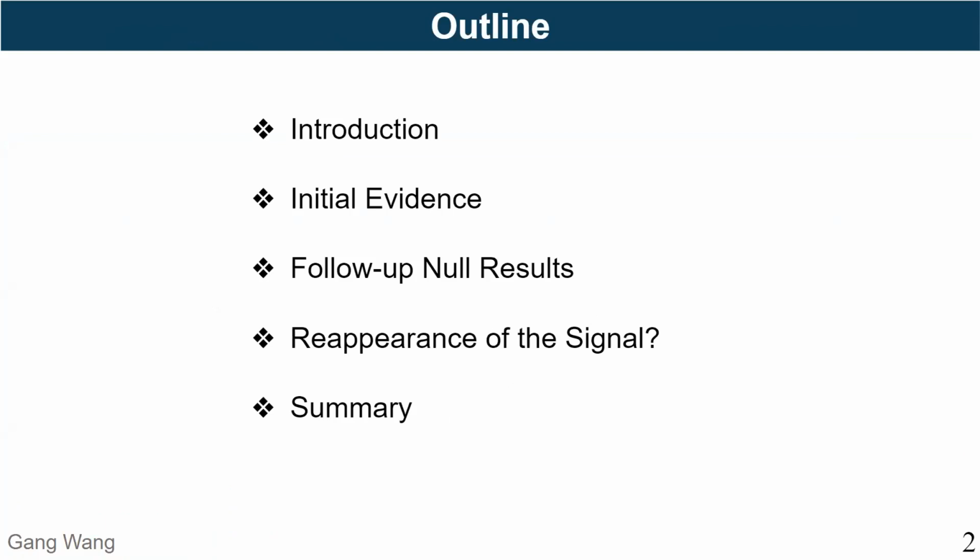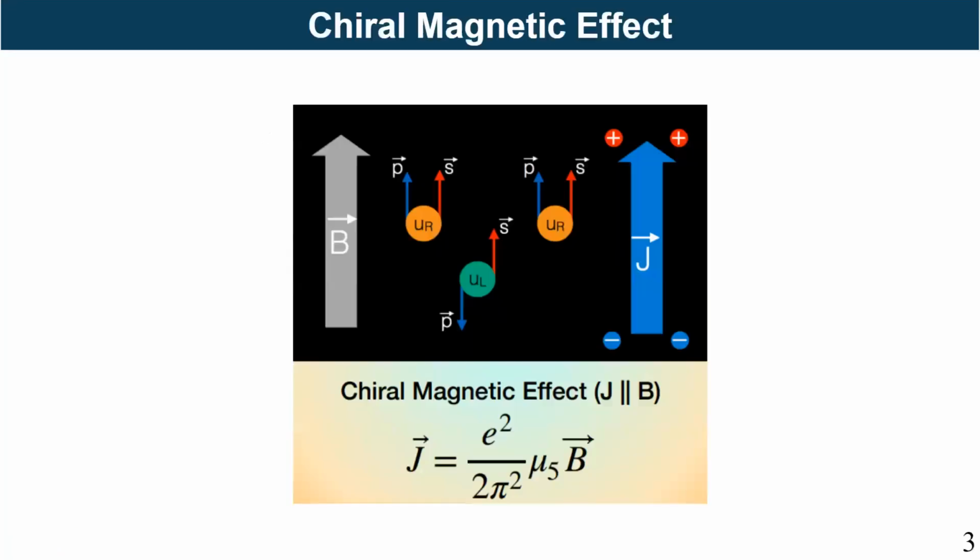Then I will show some initial evidence when we were so excited to see the signal, followed by null or negative results, which is pretty devastating. But then more recently, there seemed to be a reappearance of the signal. So we are excited again. And that's how you deal with life. And in the end, we have an outlook.